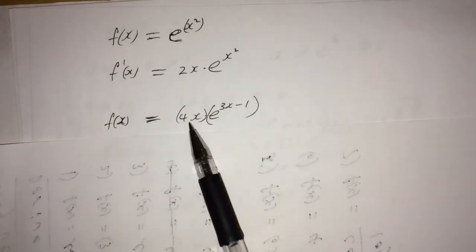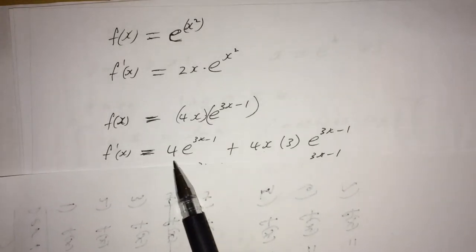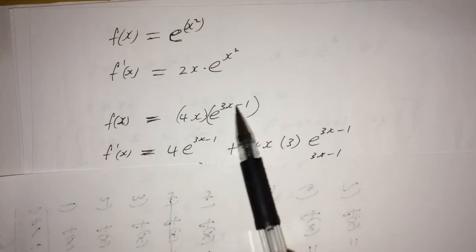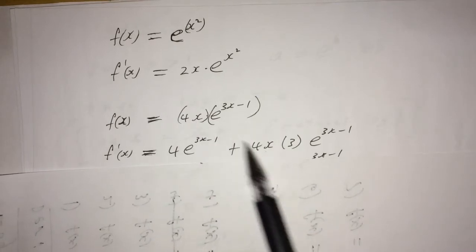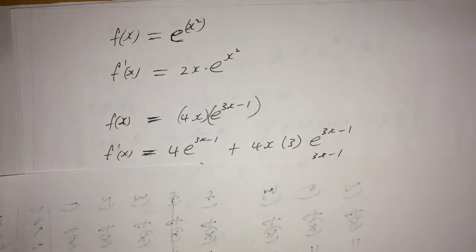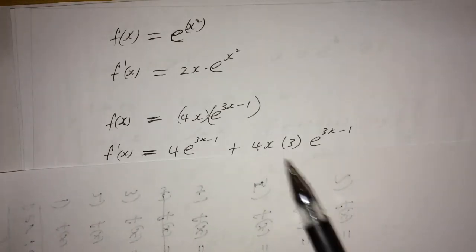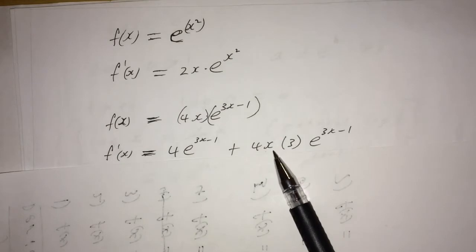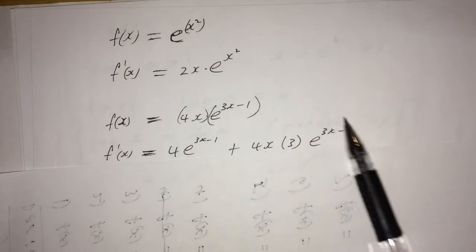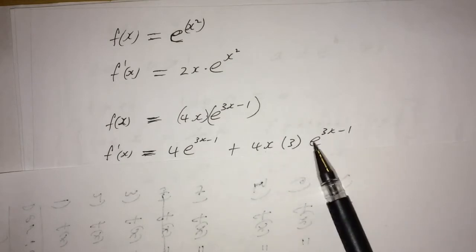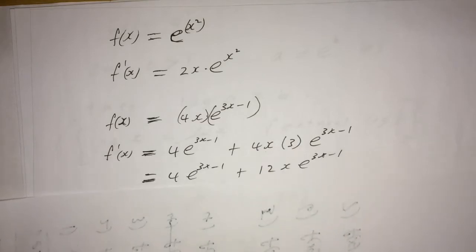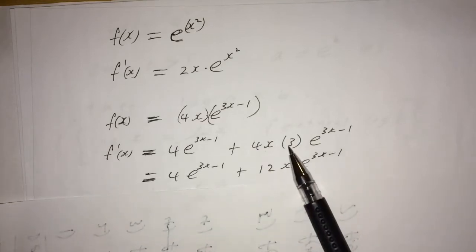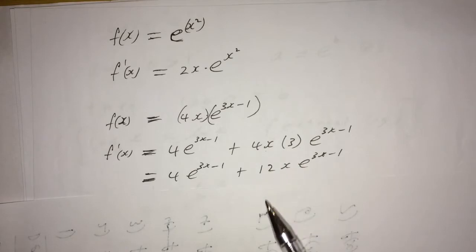So the derivative of the first times the second, which is 4 times the second function, plus the first times the derivative of the second. Okay? So the first is 4x, times the derivative of the second, so the derivative of the exponent, which is 3, times the function again. And we can simplify that, so bring the 3 out here, 12x.